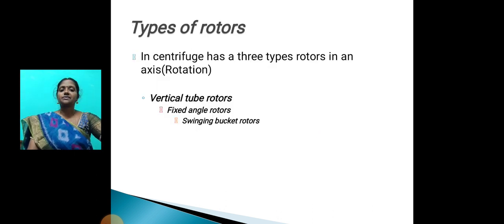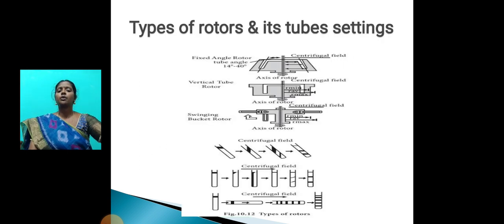In the types of centrifuge, there are three types of rotors in the axis of rotation. The first one is the vertical tube rotor, the fixed angle rotor, and the swinging bucket rotor. What is a rotor? It is how the tubes are set as fixed. In fixed angle rotors, we see a slanting type of tube fixation, and in vertical tube rotors, we fix the centrifugation tubes vertically, and the swinging bucket rotor.